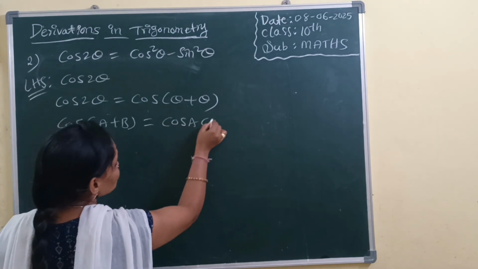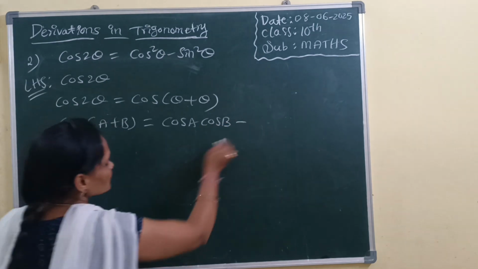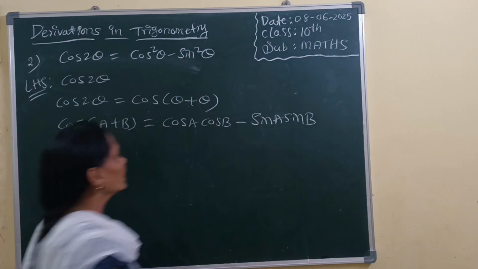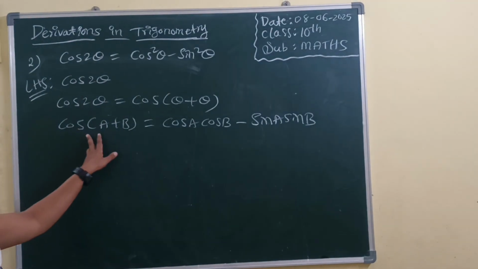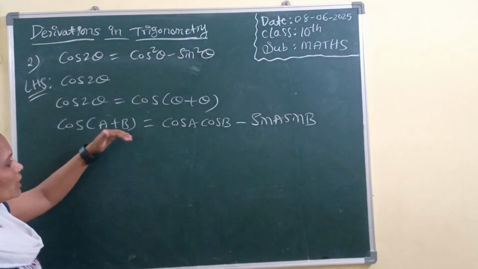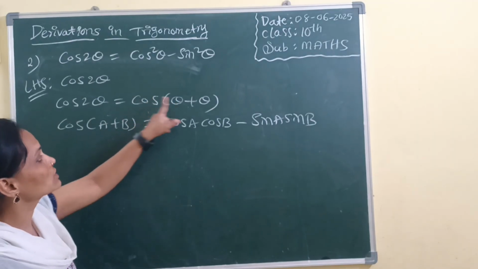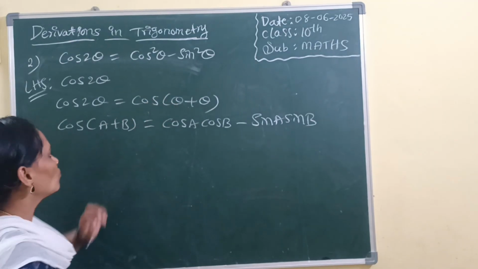The cos a plus b formula is cos a cos b minus sin a sin b. Okay, this is the formula. Now you can apply this formula here, because it is in the form of cos A plus B. So now I am applying.